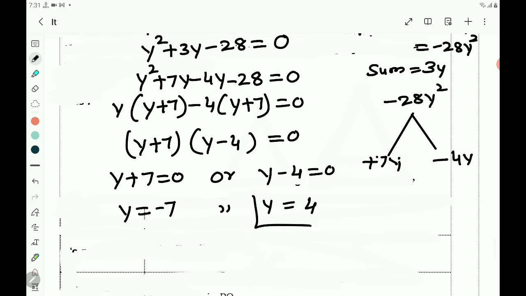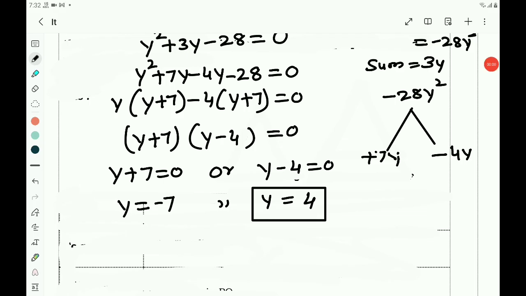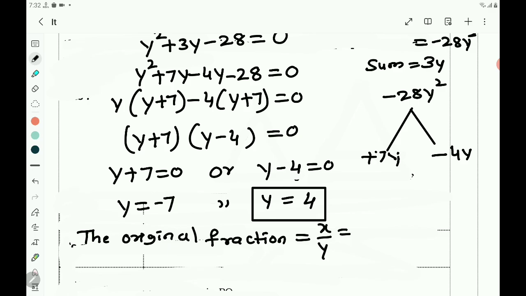Now you consider this value. The original fraction, what we have taken, x by y. X means 1 less than y, y minus 1 by y. Y means 4. 4 minus 1 by 4, which equals 3 by 4. So the original fraction is 3 by 4.